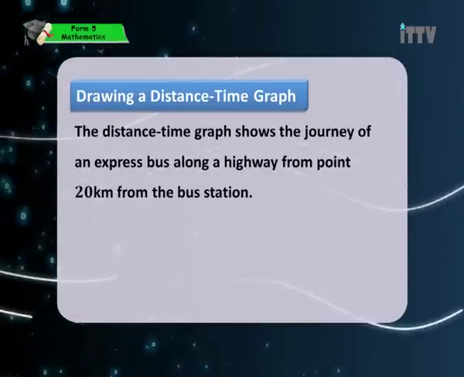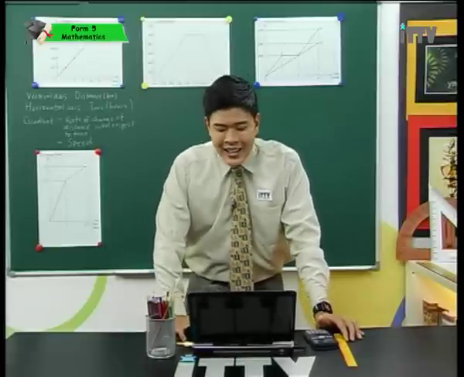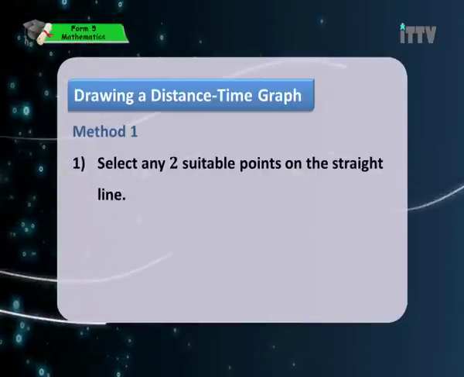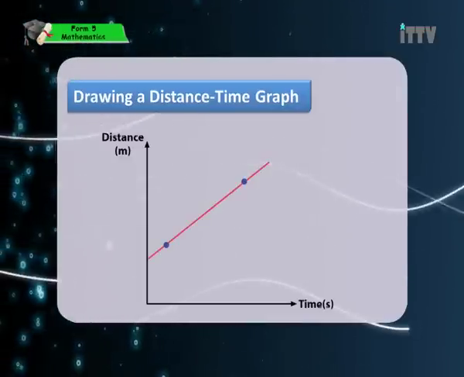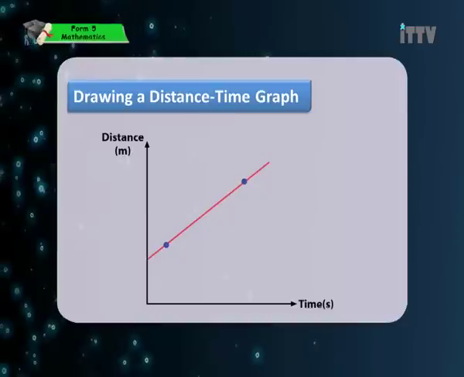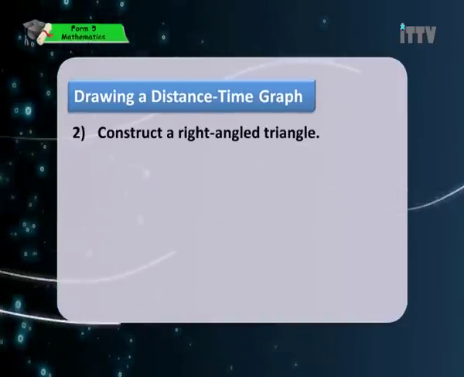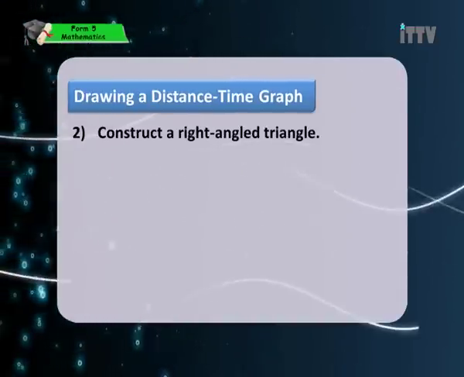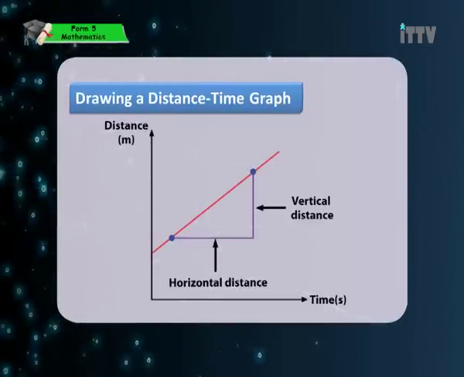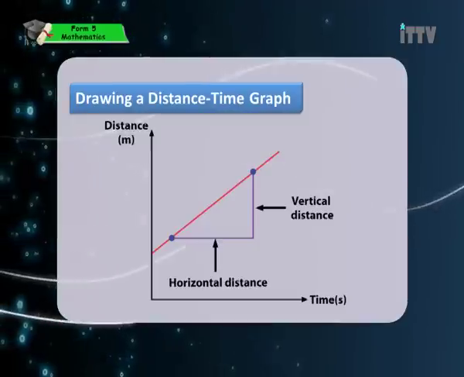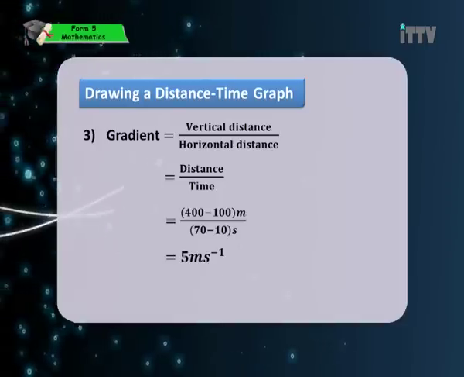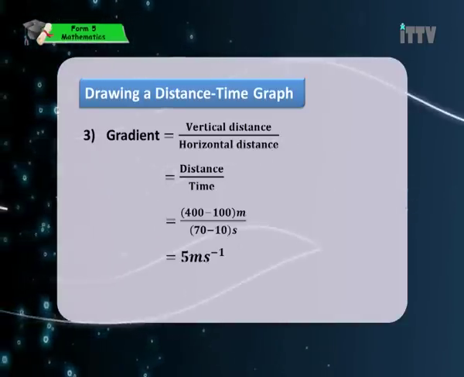Now, how do we find the gradient of a distance-time graph? Let's look through the methods. In method 1, firstly, select any two suitable points on a straight line. So this is what you're going to do. Take a look at this graph. Select any two random points on the straight line. Next, construct a right-angled triangle. From the two points, draw a right-angled triangle, and from there, notice the vertical distance and the horizontal distance. Next, gradient is equal to vertical distance over horizontal distance.